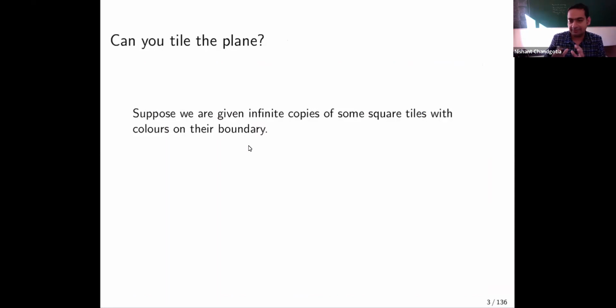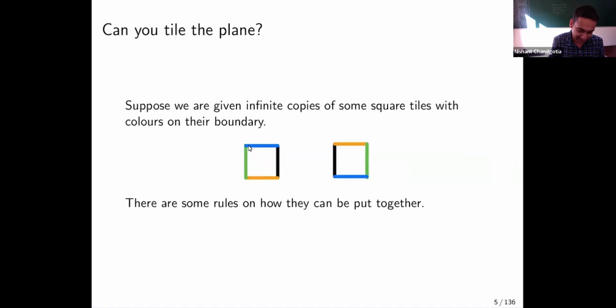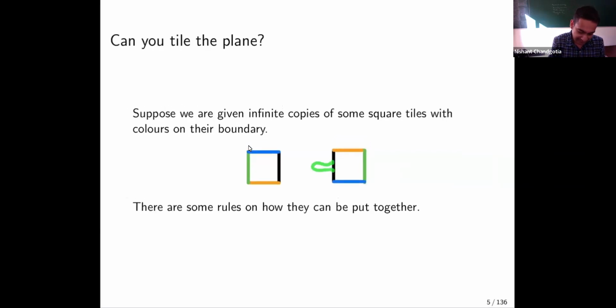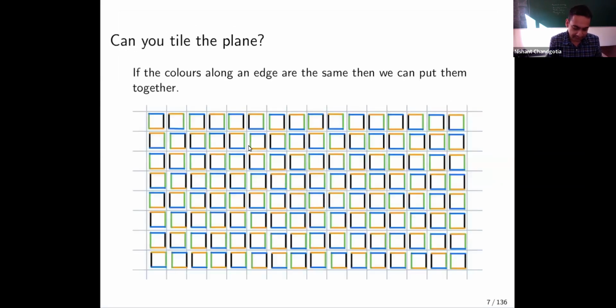So, suppose we are given infinite copies of some square tiles, and on all these square tiles, there are some colors given to you. So, for instance, on these two tiles, you have green given here, and you have green over here as well. And similarly, this black. So what is the function of these colors? These are some rules on how these can be put together. Just imagine that you actually had a jigsaw piece here, and this would be sticking out this way. So there are some rules about how these things can be put together. And what do we have to do? We put them together and we tile the plane.